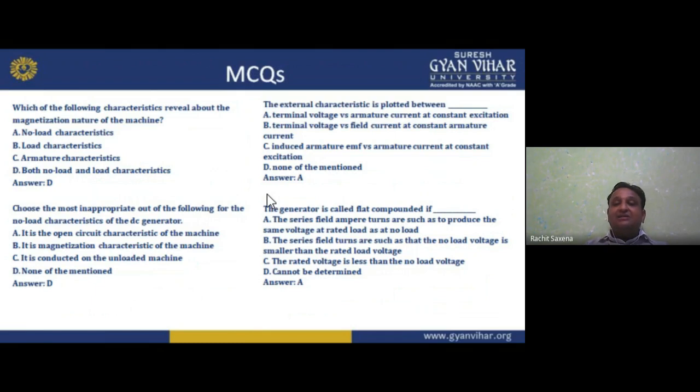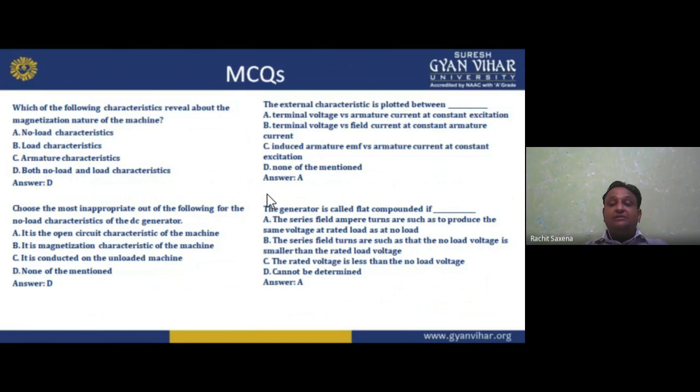The external characteristic is plotted between terminal voltage versus armature current at constant excitation, terminal voltage versus field current at constant armature current, or induced armature EMF versus armature current at constant excitation, or none of them mentioned. So the external characteristic is terminal voltage versus armature current at constant excitation. That is E. The generator is called flat compounded if the series field ampere turns are such as to produce the same voltage at the rated load. So option is A. Okay, so that is all about the multiple choice questions related to this topic.